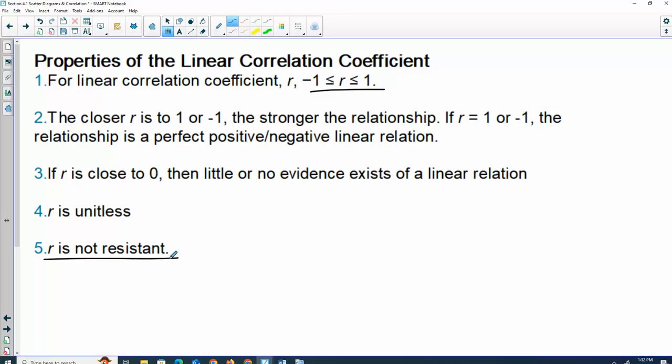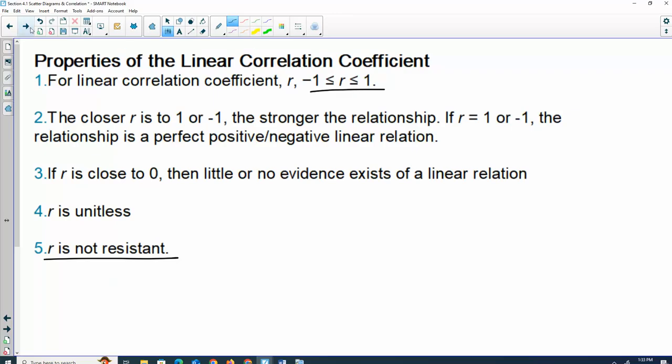R is not resistant. What does that mean? If you throw in a really big or a really small value, it's going to change R a lot. Okay, so remember, resistant values are measurements that we can rely on even if our data isn't bell-shaped. If we have bell-shaped data, R is great. If our data isn't bell-shaped, R is going to be less reliable.